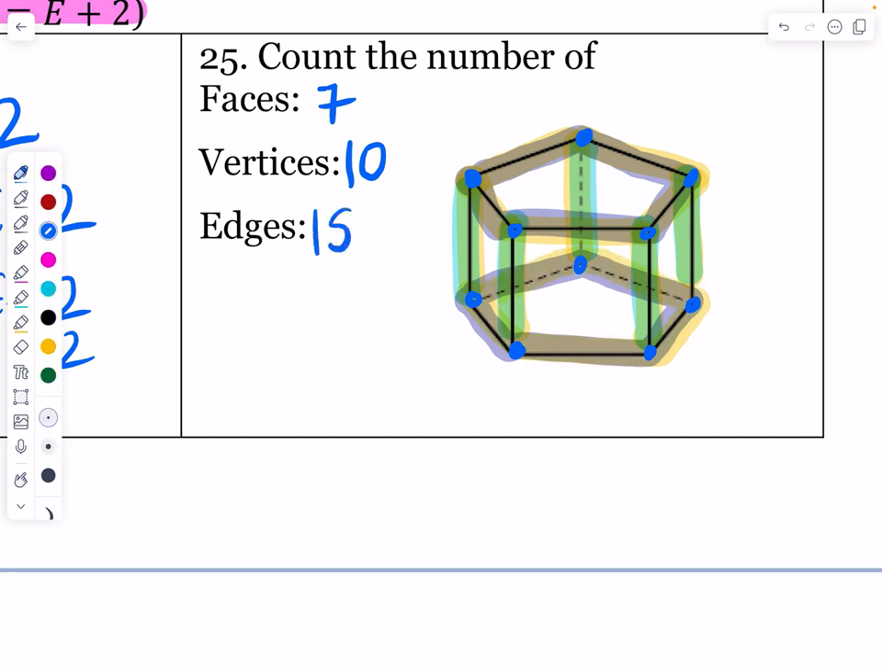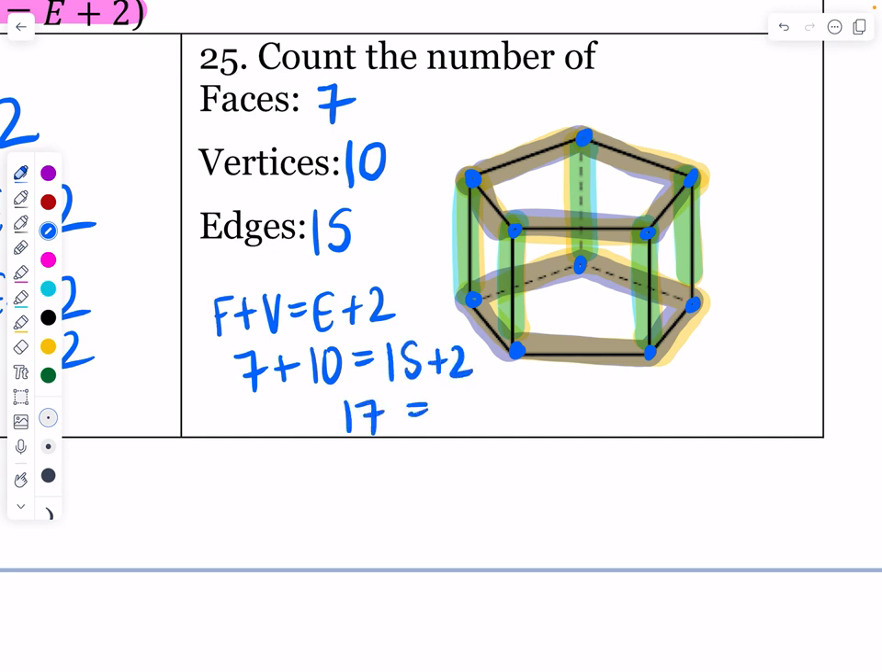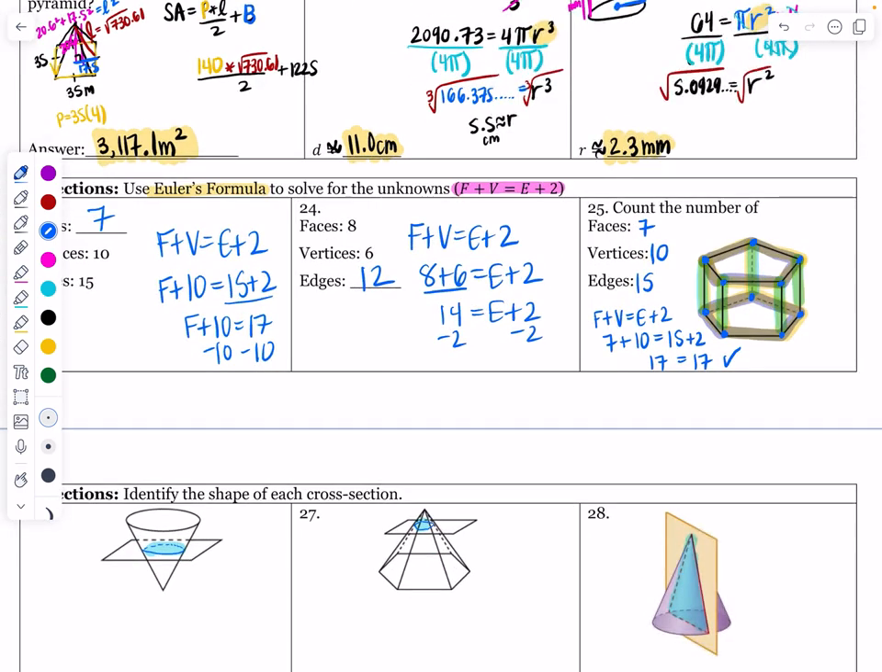But let's make extra sure, let's be extra cautious, especially because this is a test, and let's plug it in and make sure we counted right and confirm with Euler. So F plus V, so that's going to be 7 plus 10, is that in fact equal to 15 plus 2? Sure is. 17 is equal to 17, and boom, I did it right. I know I counted right. I know I didn't miss anything. So that is Euler's formula. So make sure you know how to apply that because we will supply that.